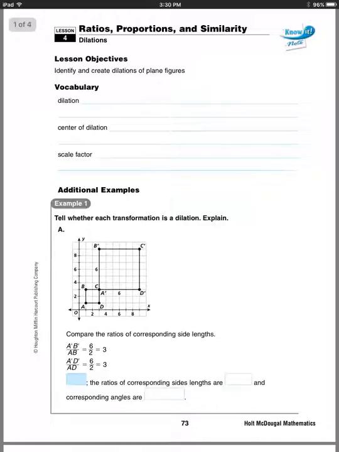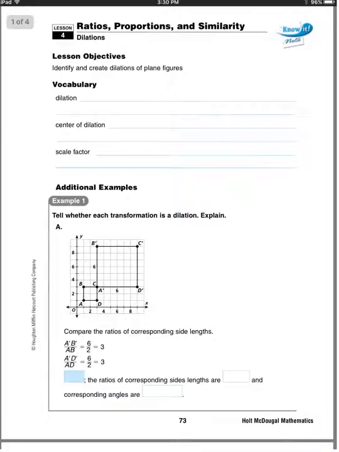So this AB is 6, and AB of the original is 2. And you know it's the original because there's no little commas there. Okay, so this was AB of the original, AB of the copy, okay, or the dilation. And then you have AD of the copy, AD of the original. So 6 over 2, 6 over 2, they both equal 3.